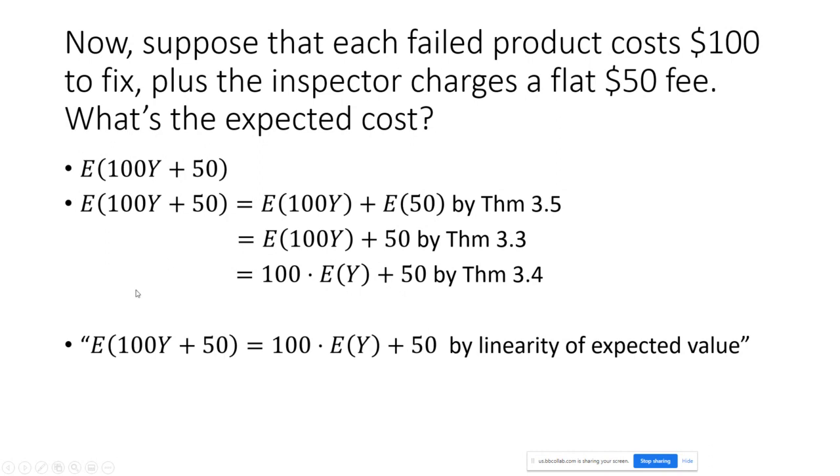Often this process gets abbreviated. Do all 3 steps at the same time. So just say the expected value of 100y plus 50 equals 100 times the expected value of y plus 50. And you could say by theorems 3.3 through 3.5, or I'll often abbreviate it as by the linearity of expected value.